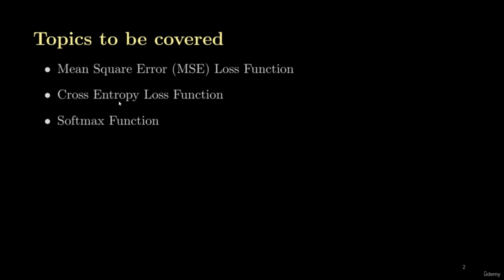What happens is that usually the values which come out after cross entropy loss, if we add them, we cannot get 1. So then we use the softmax function. The softmax function normalizes those values and transforms them into values whose sum is equal to 1. So these are the topics which we are going to cover in this section.